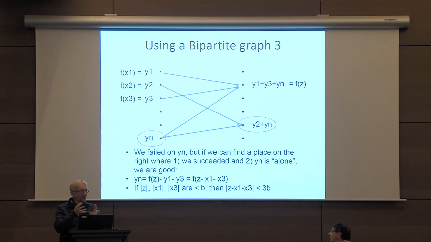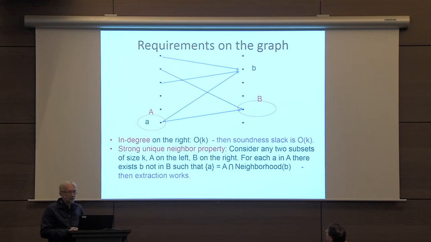So that's great, and you can probably also feel immediately that this of course is going to generalize. If the graph is nice enough in this particular sense, there's some obvious abstract property we can demand from the graph, and this thing will always work. So let me just say what that is. First of all, we want the in-degree on the right to be order k, and then the soundness slack will be order k also, right? Because we'll never need to deal with the sum of more than k things coming from the other side.